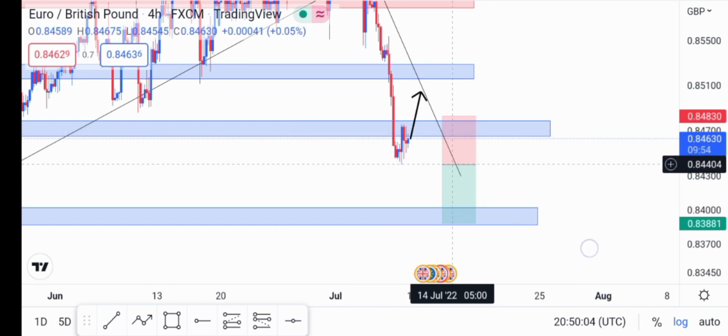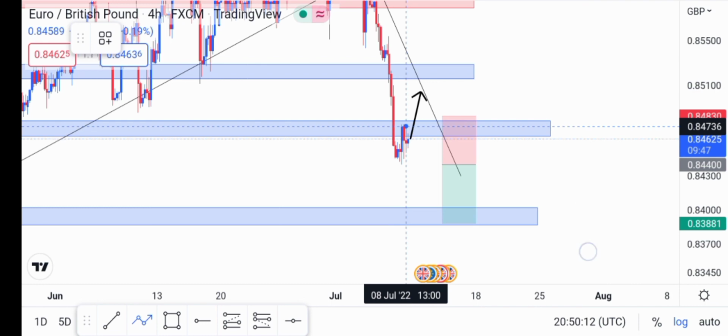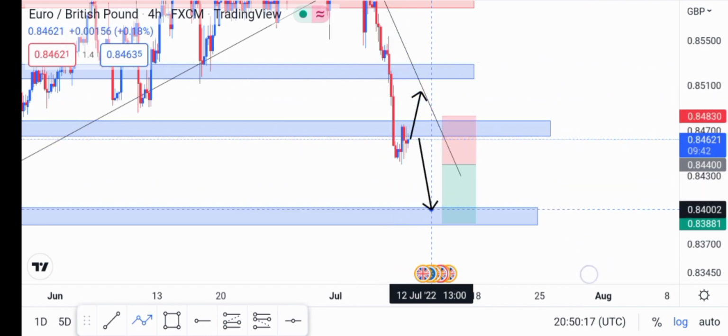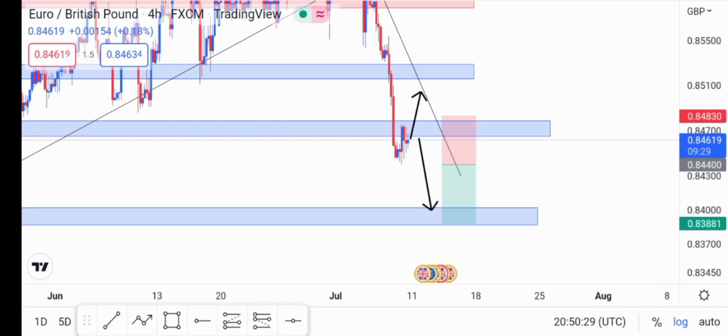So the best way is to enter around this area here, because from this point we should expect a strong momentum push to the downward side like this. So this should be a first take profit around here, second take profit here, third take profit, and that'll be all for EURGBP.